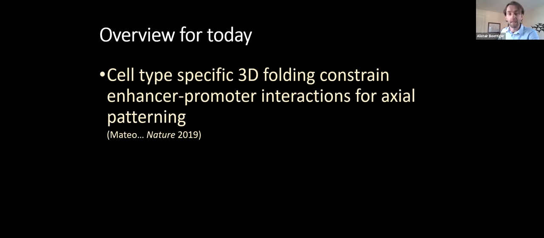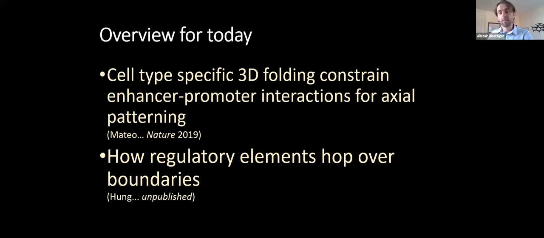We'll talk about cell type specific 3D folding and how that constrains enhancer promoter interactions in axial patterning. This work is in Drosophila. And the second part, we'll talk about how some regulatory elements can hop over boundaries. And this boundary hopping phenomenon is actually also first identified in Drosophila. This work, though, will take us into the mouse limb.